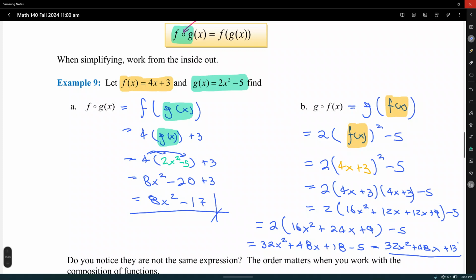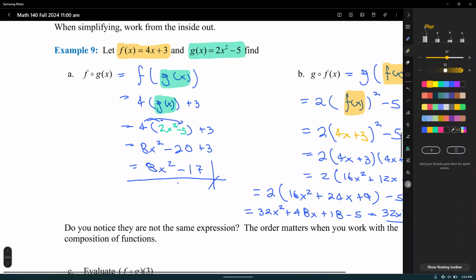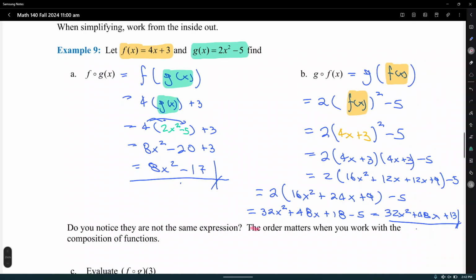As we can see right here, these two results are different, which is actually the general case. Something to notice here is that the order of the composition matters, and that's something we want to highlight. The order matters when we work with the composition of functions. There's only one case in which the order of the composition won't matter and will give you exactly the same result, but that's something that is going to be left for pre-calculus, not for this course.